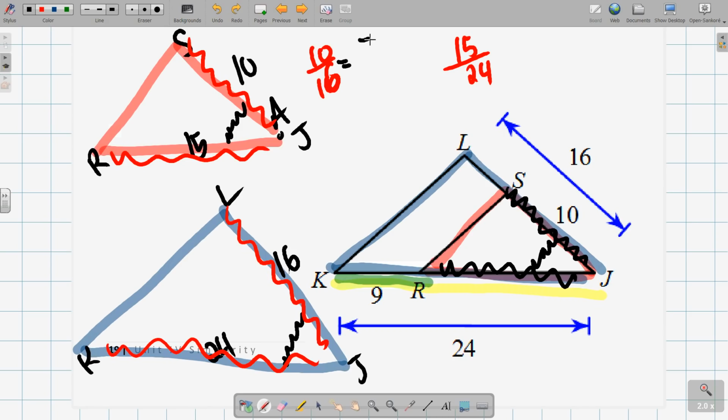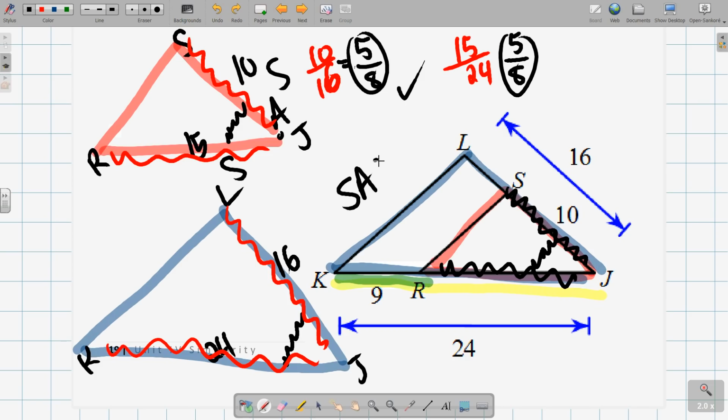Top, 2 goes in there 5 times, 2 goes in there 8 times, 3 goes in here 5 times, 3 goes in here 8 times. So look, my ratio is the same. Check, it's a side ratio and a side ratio. I know this triangle here is congruent by side, angle, side similarity.